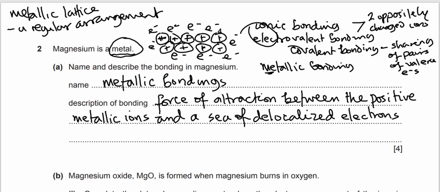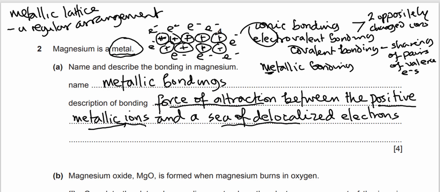So since we're looking at metallic lattice, it is a regular arrangement of positive ions in a sea of the localized electrons. But for bonding, it is the force of attraction. Force of attraction, that's the keyword here. Force of attraction between the opposite metallic ions and a sea of the localized electrons. It's actually electrostatic, since it involves two oppositely charged particles, right?